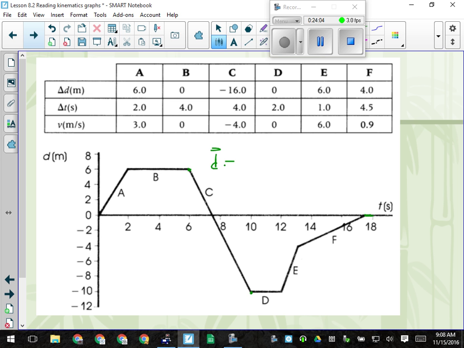Remember, displacement is our final position minus our initial position. Since we're only dealing with part C, our final position is negative 10, okay? And our initial position is positive 6. Well, negative 10 minus positive 6 is negative 16 meters. Okay, that formula will always work, right?